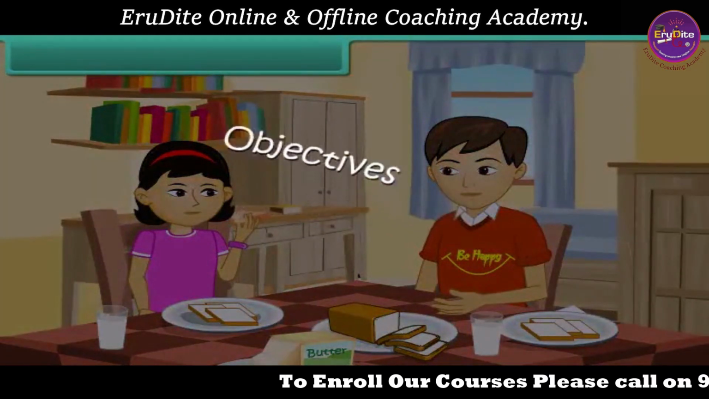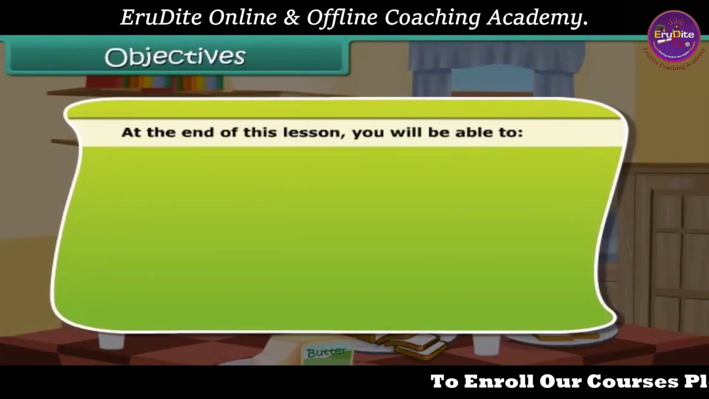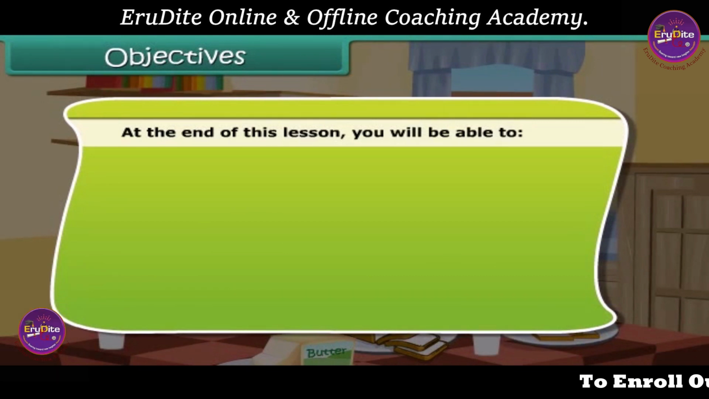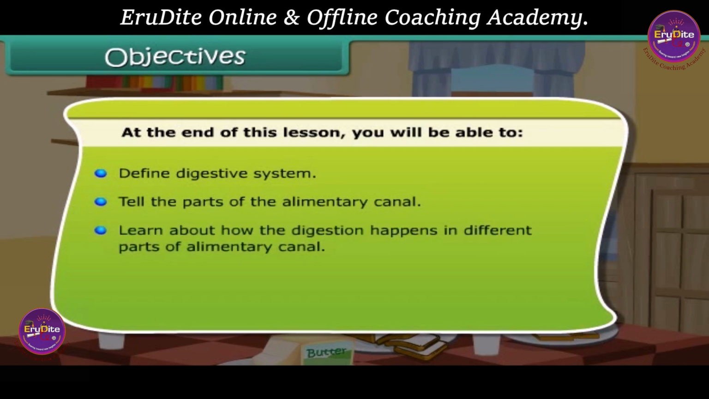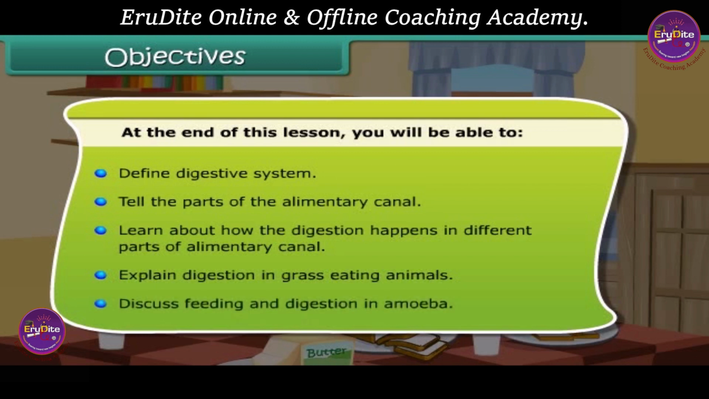Objectives. At the end of this lesson, you will be able to define digestive system, tell the parts of the alimentary canal, learn about how the digestion happens in different parts of alimentary canal, explain digestion in grass-eating animals, discuss feeding and digestion in amoeba.